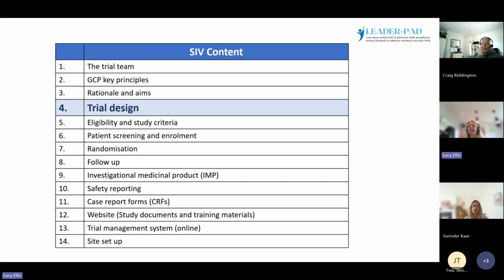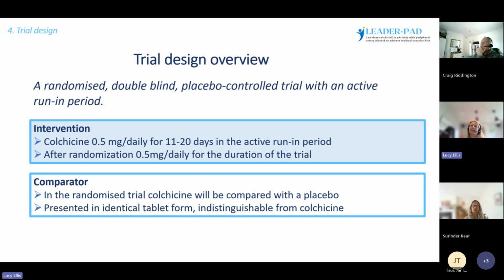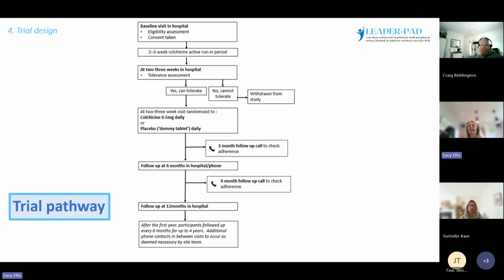Moving on to trial design. So LeaderPad is a randomised double-blind placebo-controlled trial with an active running period where all participants take colchicine. So on the next slide here, you'll see the trial pathway.